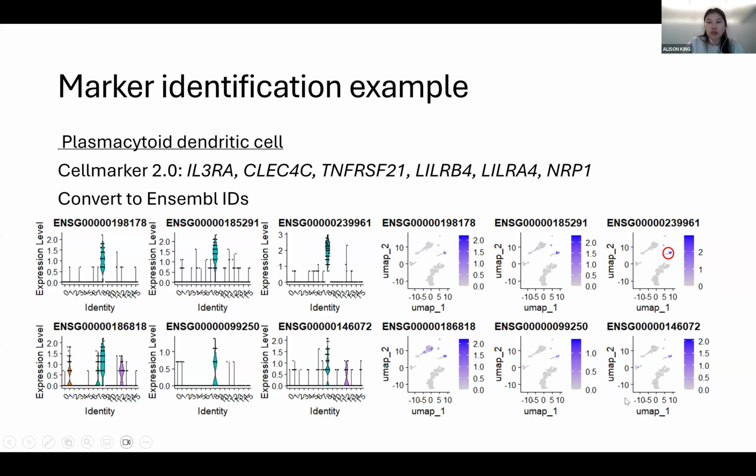And then on the right is the same data, but in the UMAP space. So we can see this little small cluster right here, which I've circled in red, is cluster 8. And over all the different marker genes it has pretty consistently high expression compared to the other clusters.